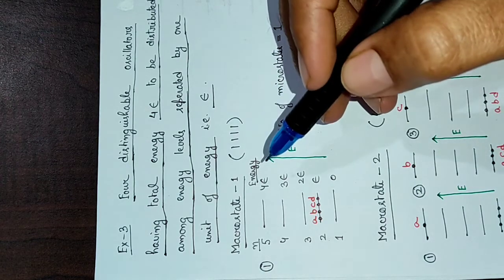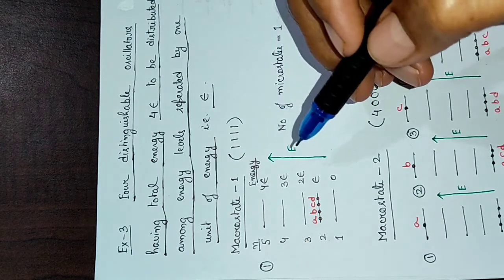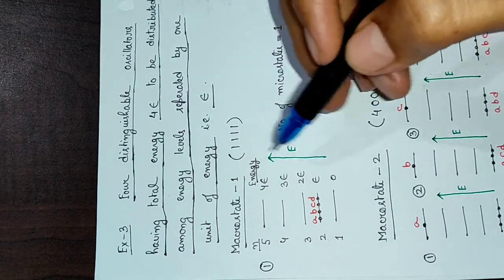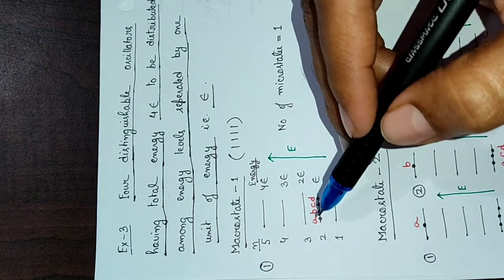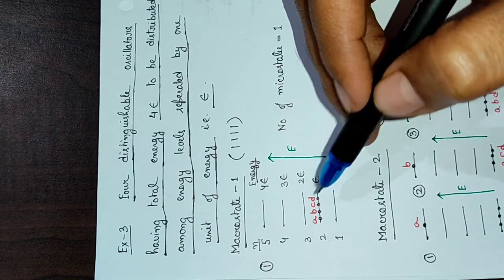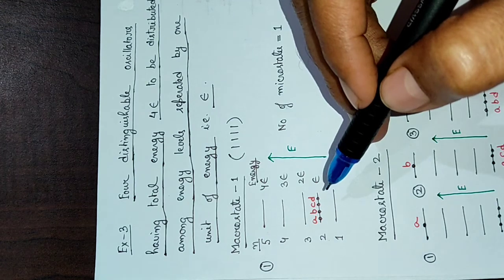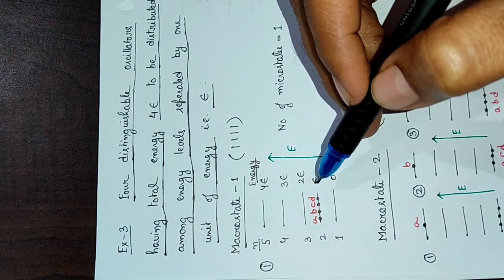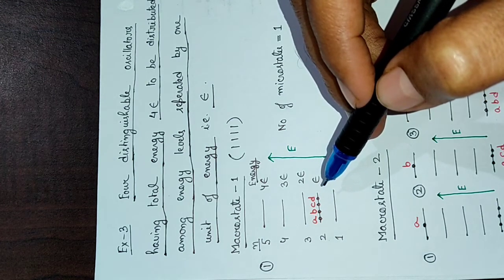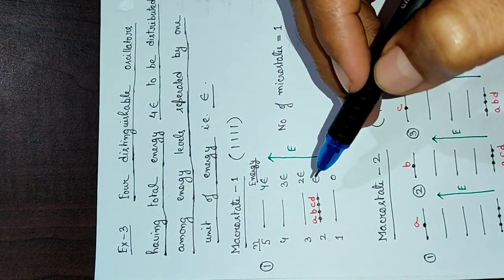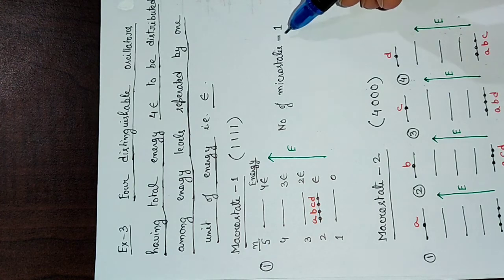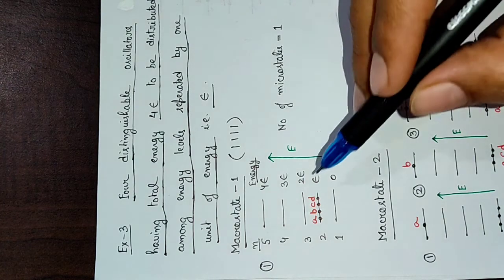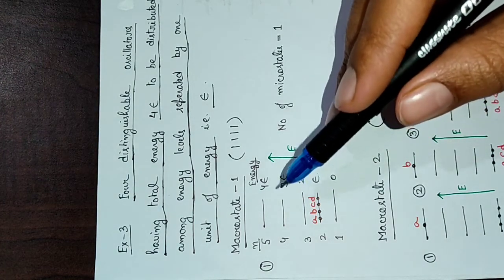Now in the previous problem they were indistinguishable, but in the present problem they are distinguishable, so we have to arrange them. But internal arrangement within a level is irrelevant, so we are ignoring the internal arrangement. So this macrostate will be assigned only 1 microstate. So there is no other possible arrangement for this macrostate.